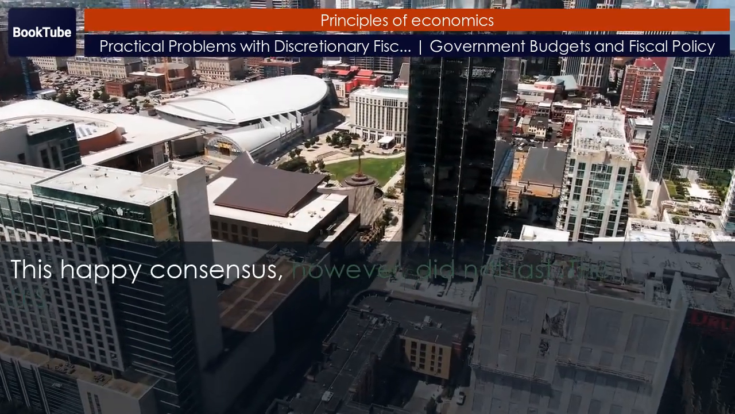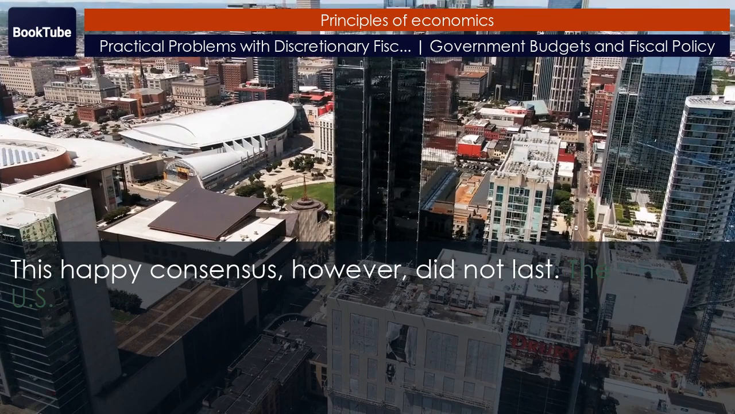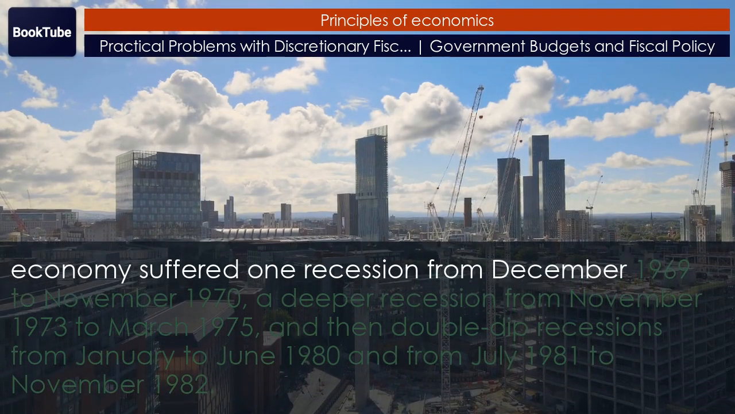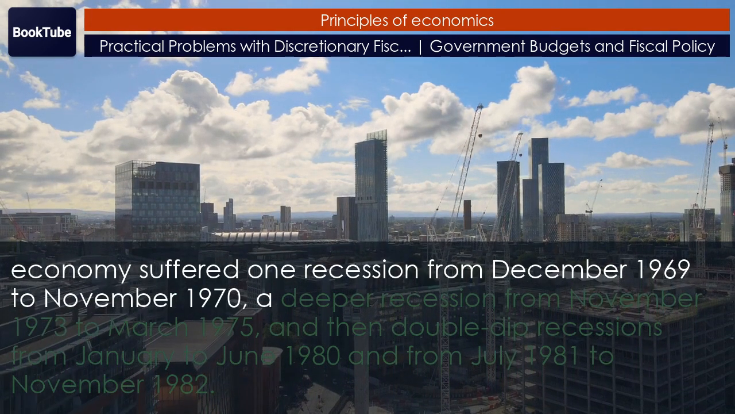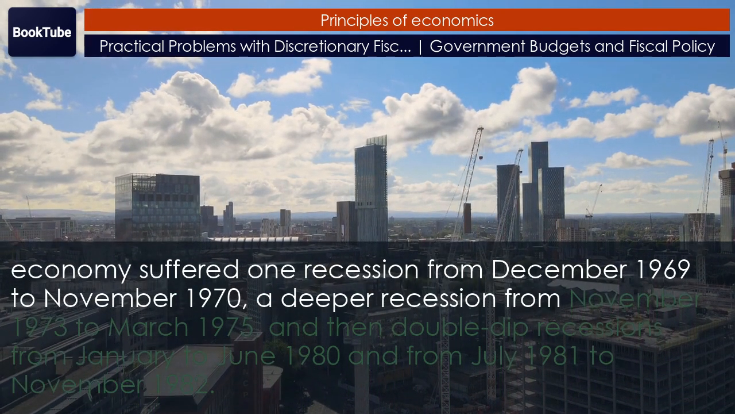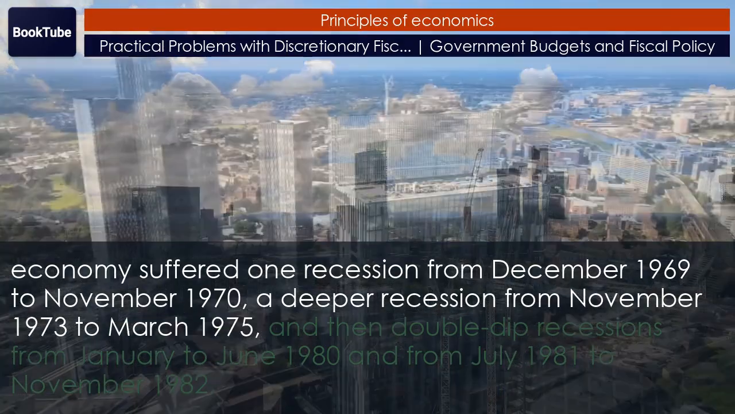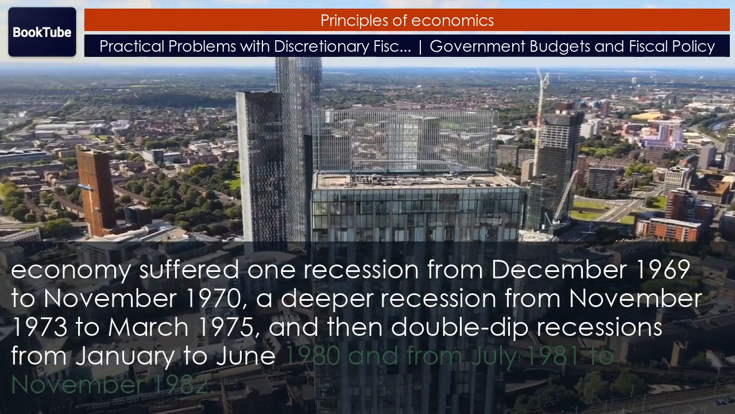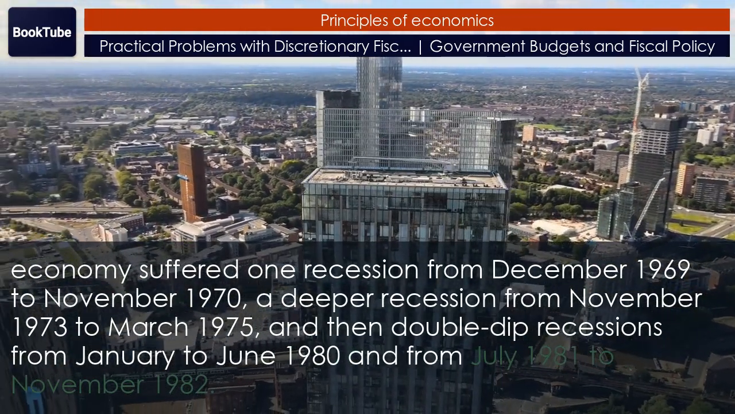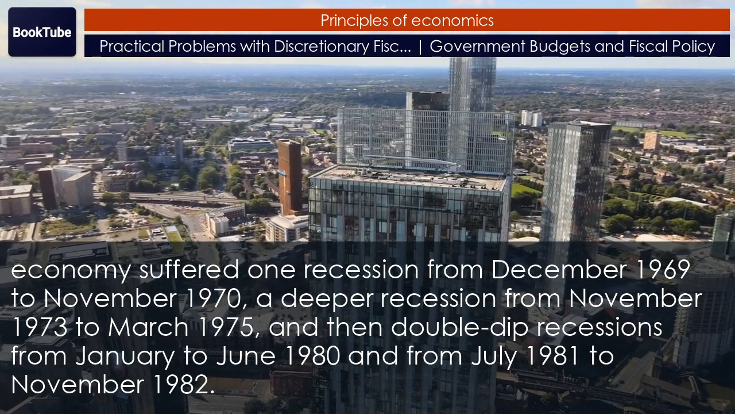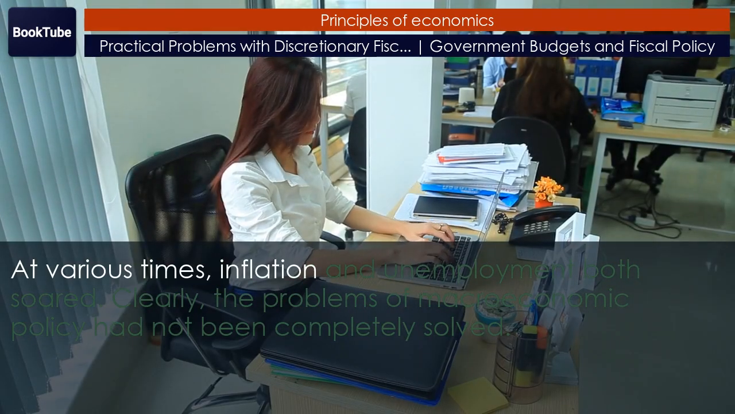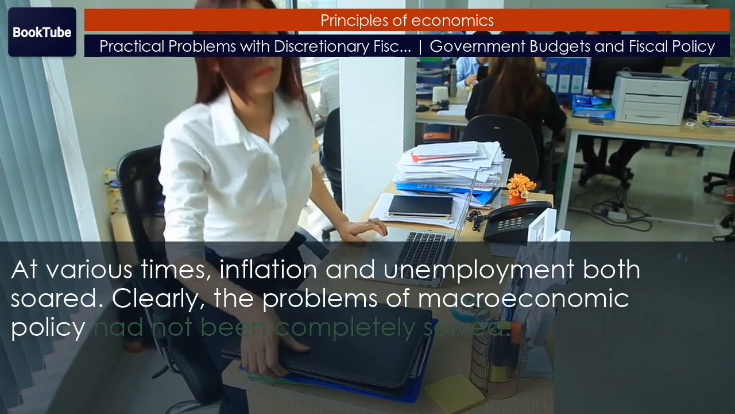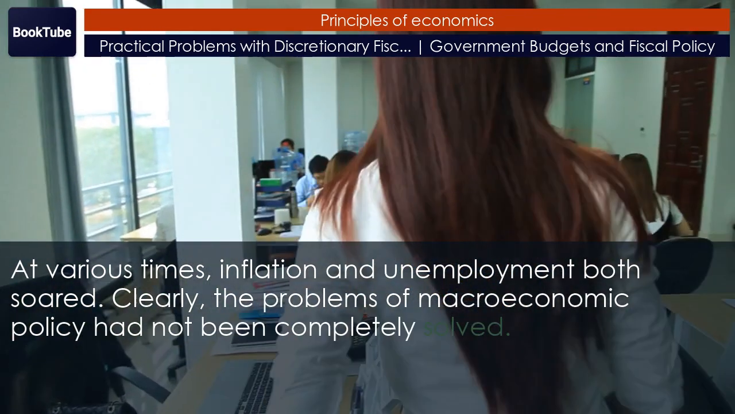This happy consensus, however, did not last. The U.S. economy suffered one recession from December 1969 to November 1970, a deeper recession from November 1973 to March 1975, and then double-dip recessions from January to June 1980 and from July 1981 to November 1982. At various times, inflation and unemployment both soared. Clearly, the problems of macroeconomic policy had not been completely solved.